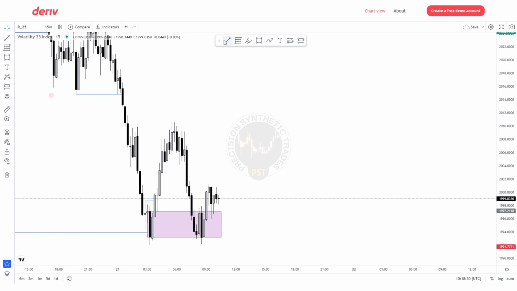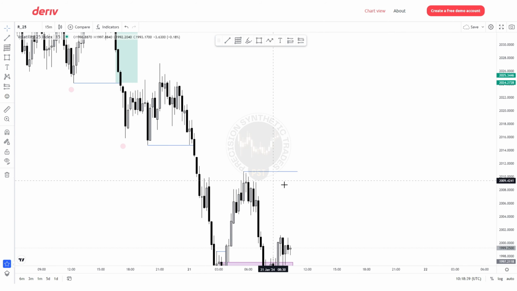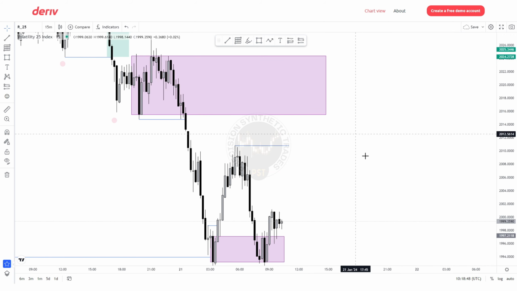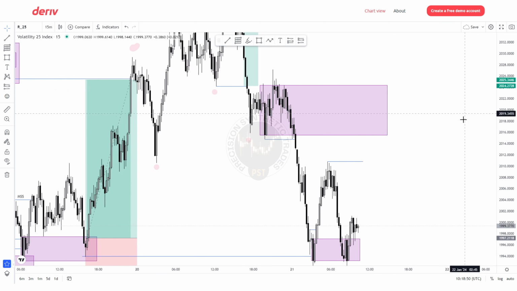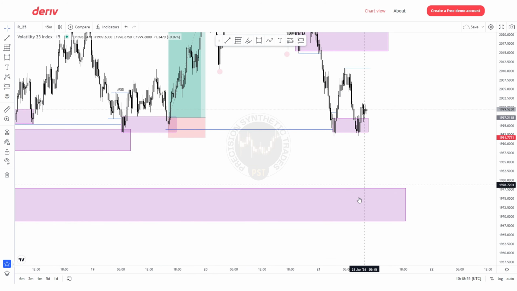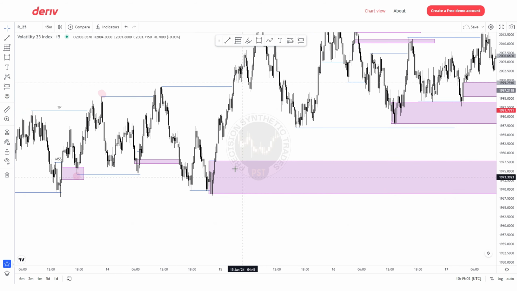So what would I look for now? I would look for buys in this area to target this high. When this high is broken, I would look for something in this area to take a sell down again to target our higher point of interest. This one that we draw out here. This one here.